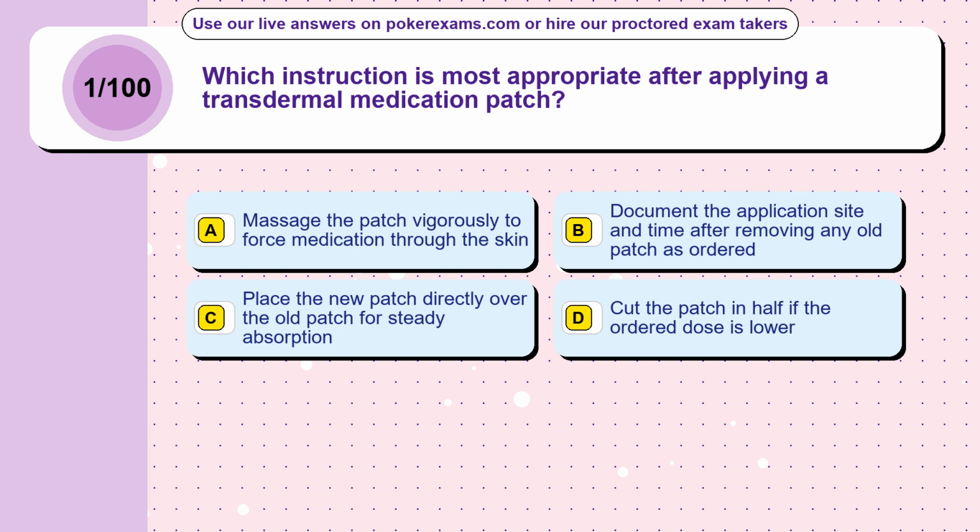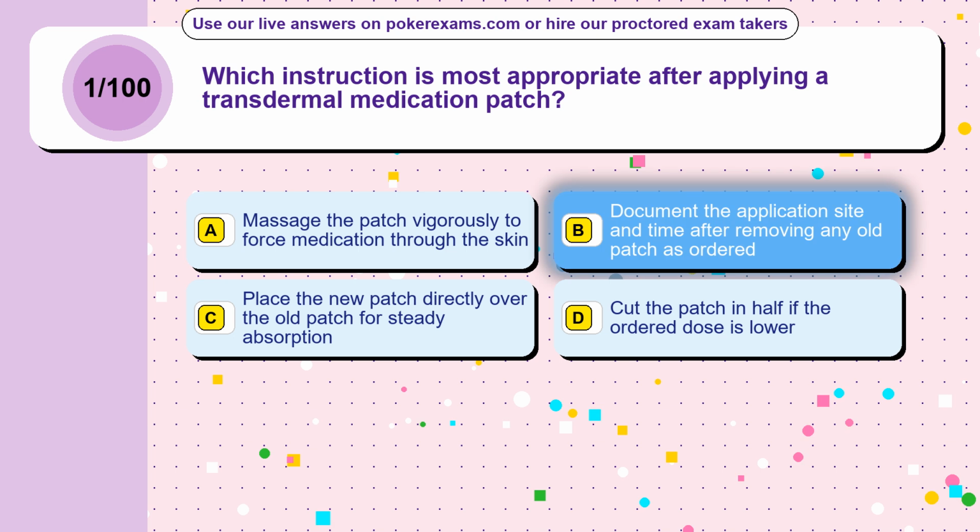Option C. Place the new patch directly over the old patch for steady absorption. Option D. Cut the patch in half if the ordered dose is lower. The correct answer is option B. Document the application site and time after removing any old patches ordered.